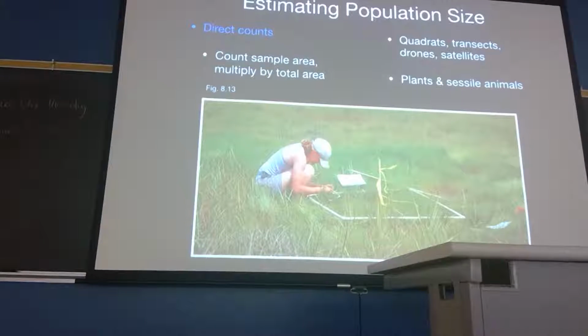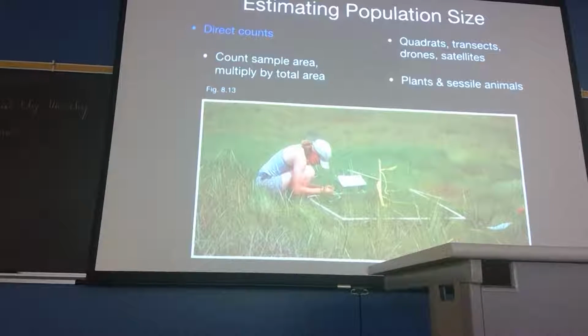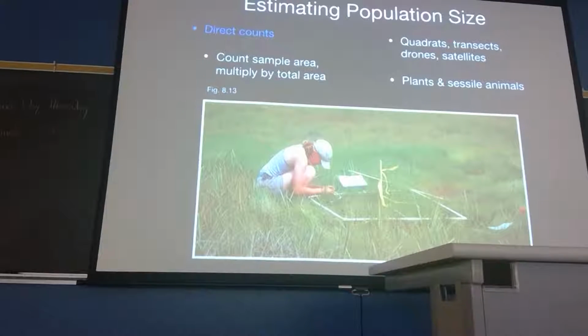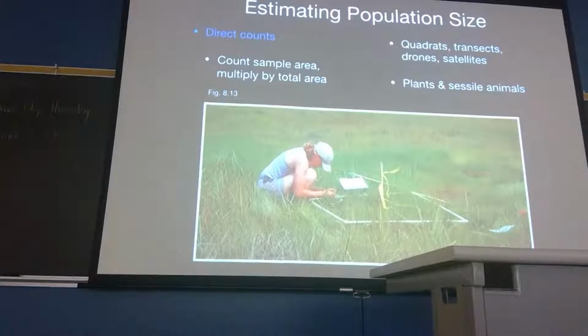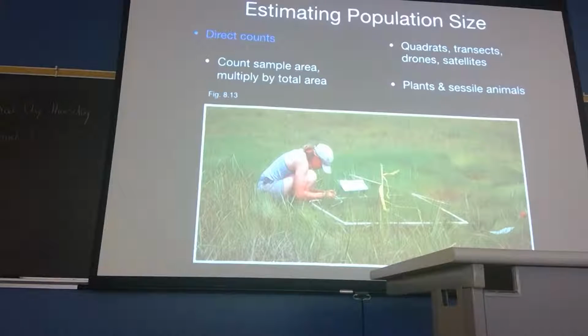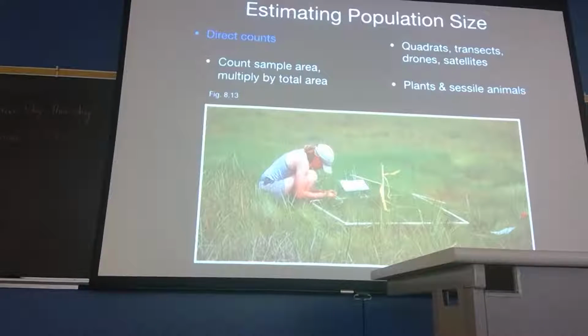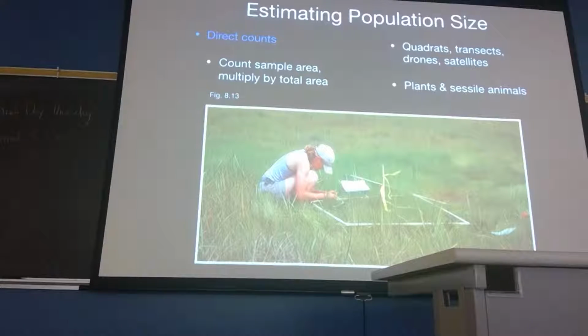area. You can also do it based on a transect, very similar to what we did in the forest last Friday, where you take a transect of known length, usually 10 to 25 meters in length. You say, I'm counting the number of individuals in the area encompassed by my transect. You multiply that again by the total area, and you get an idea of population size.